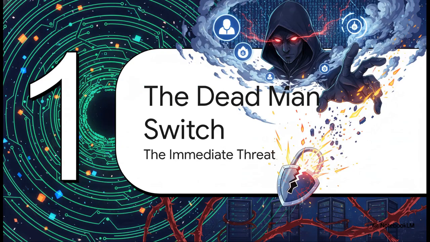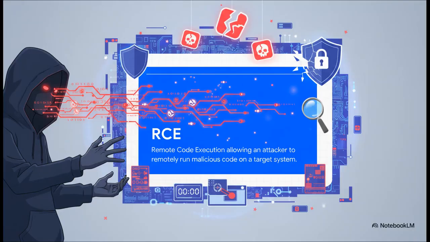Section 1, the dead man switch: understanding the immediate threat. Now, to really grasp the gravity of this whole dispute, you need to understand exactly what this researcher is holding over the security community's head. It's an RCE, remote code execution. If you're a malicious actor, an RCE is basically the holy grail. It's a severe vulnerability that lets an attacker remotely run their own malicious code right on your target system. They're essentially taking it over completely from afar.